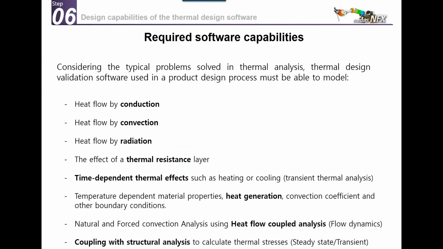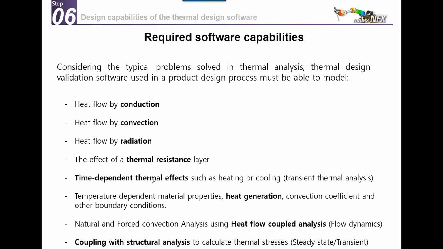Now, what are the capabilities you need for this kind of thermal analysis in the software? So if you're searching for design validation software, you need all these points. First you need to be able to simulate the 3 main types of heat exchange: conduction, convection, and radiation. So this is mandatory. Then it's also very useful to have thermal resistance between the layers. So if you have several parts, you may have some resistance between 2 parts. This is simulated using thermal resistance.